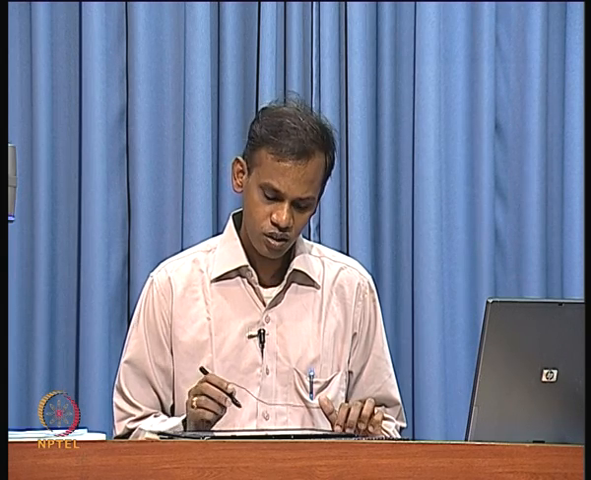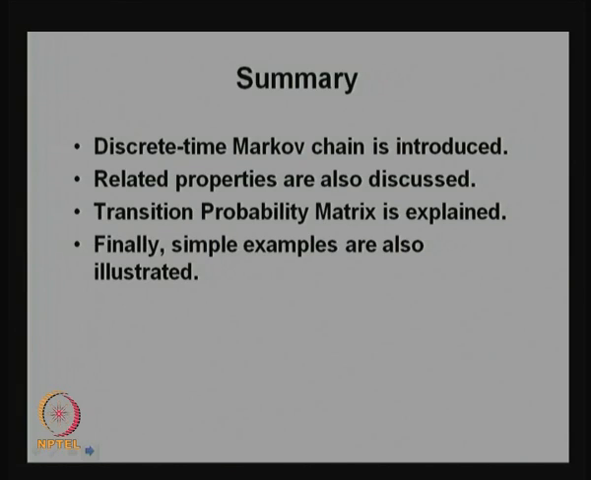So, in this lecture we have discussed the discrete time Markov chain, then we have given a few important properties, followed by which we have explained the one step transition probability matrix, and also we have given two simple examples. With this, lecture 1 is over for module 4.